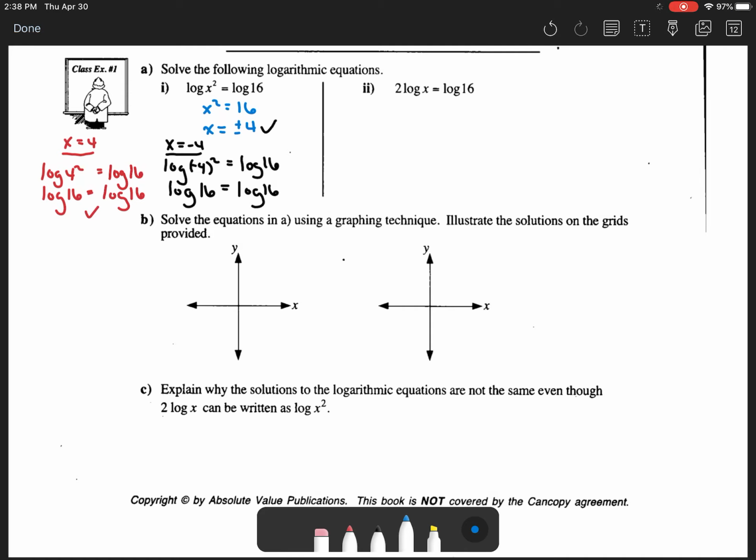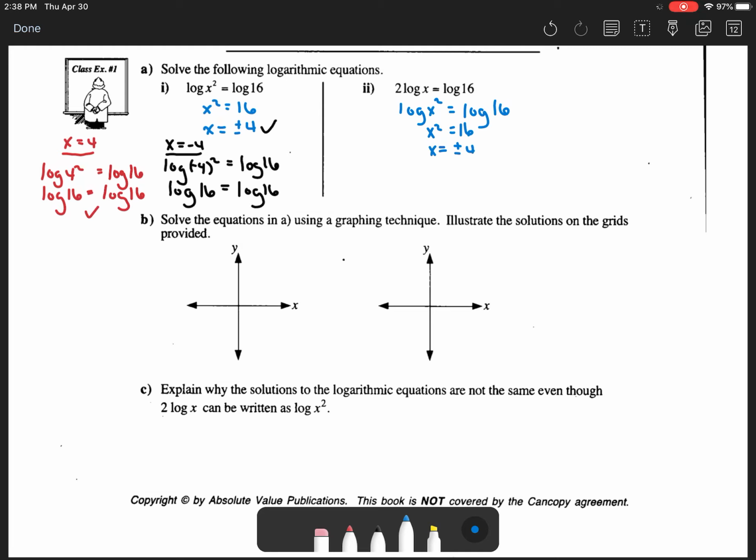So when I have 2 log of x equals log 16, okay, they've kind of used the power law and they moved the 2 that was an exponent by the x from the first example down in front. So now I have 2 log x. So when I go and solve this equation, I could put it back to what it looked like. I could go log of x squared equals log 16. Okay, and therefore I have the exact same scenario I had on the last example. So x should equal positive or negative 4.